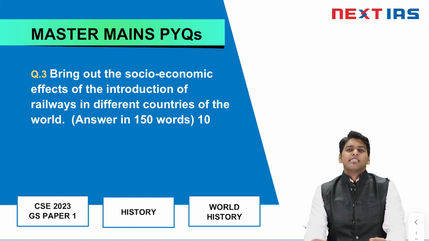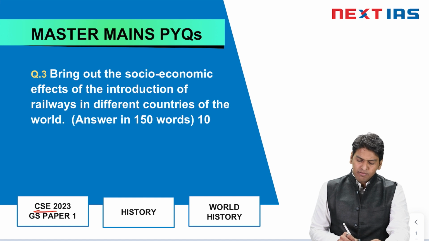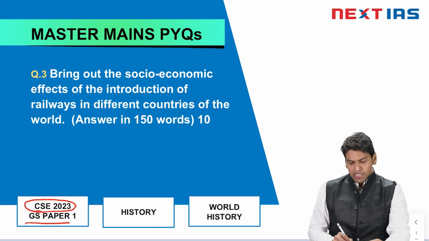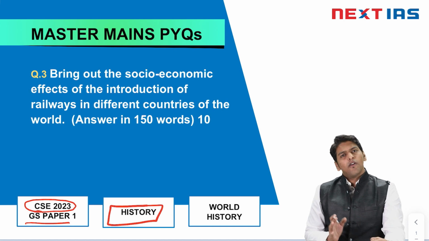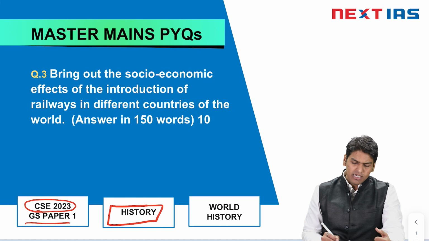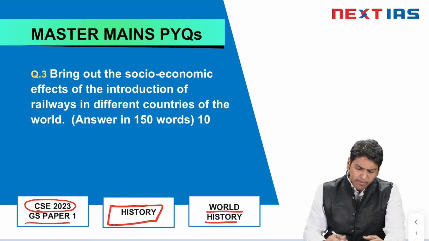Today we'll be discussing a question of world history. It was from this year's paper, CSE 2023 GS Paper 1, from the history section. Like I said in the earlier class as well, history has a very standard weightage of 6 questions. Out of that, one part is world history, and today we'll be discussing the question which was from the world history part. Coming to the question.